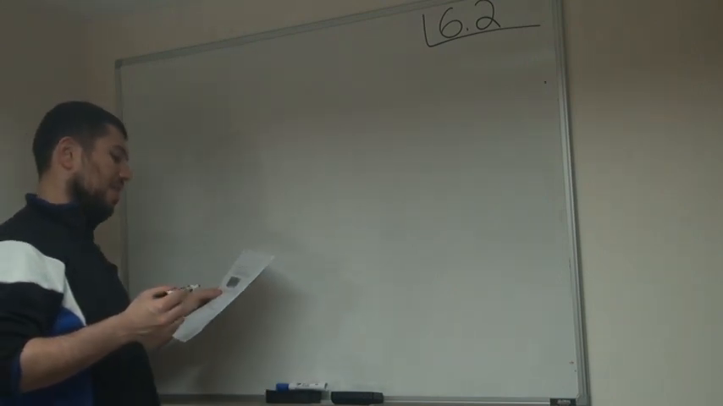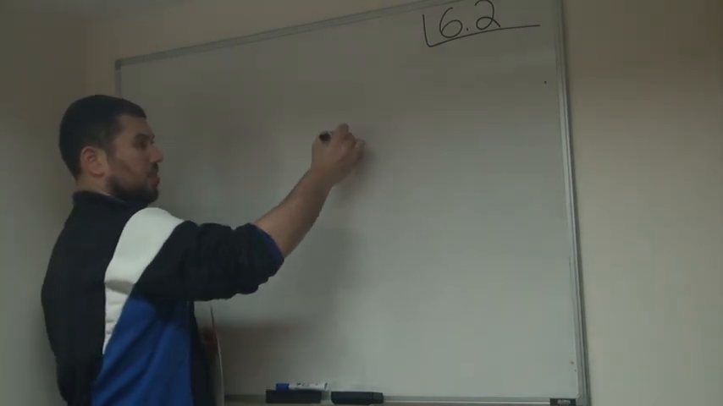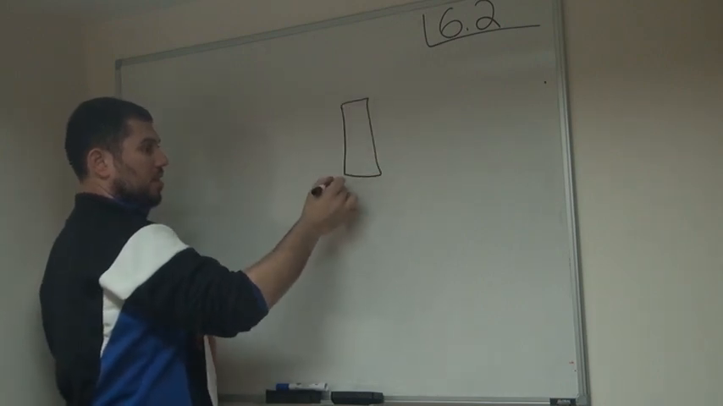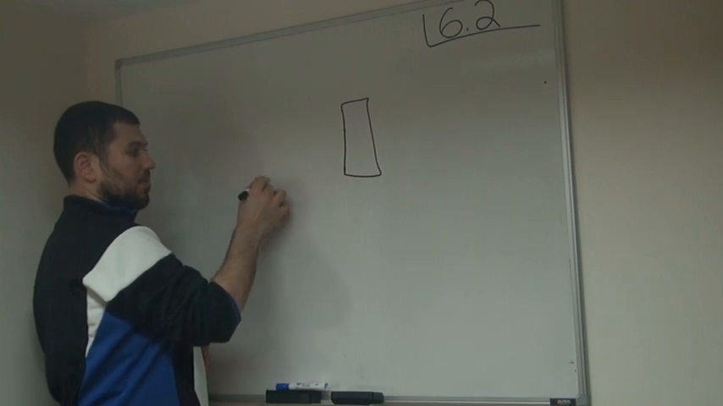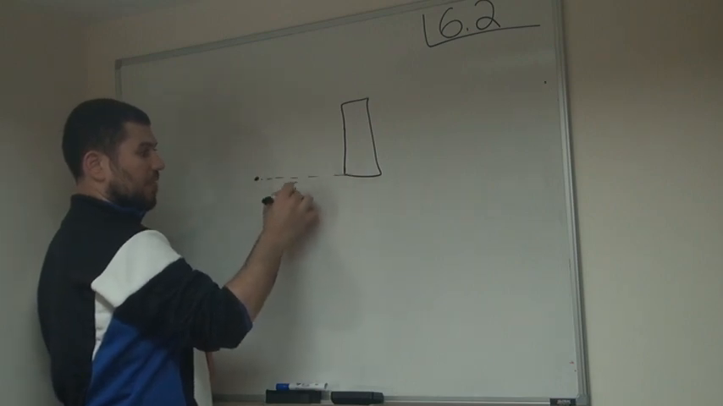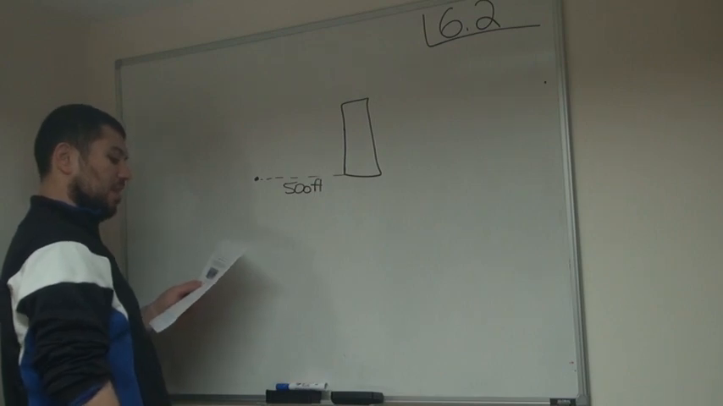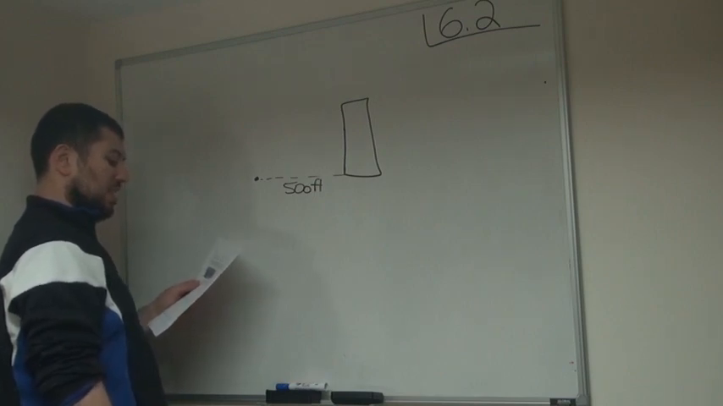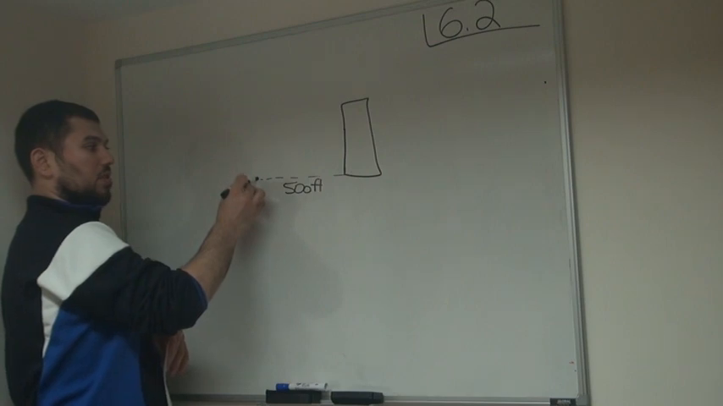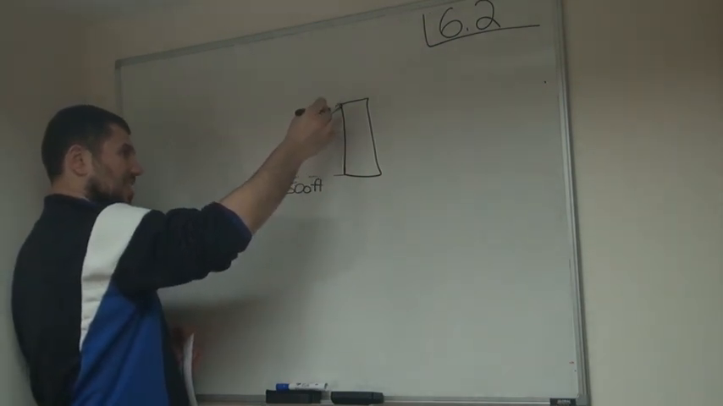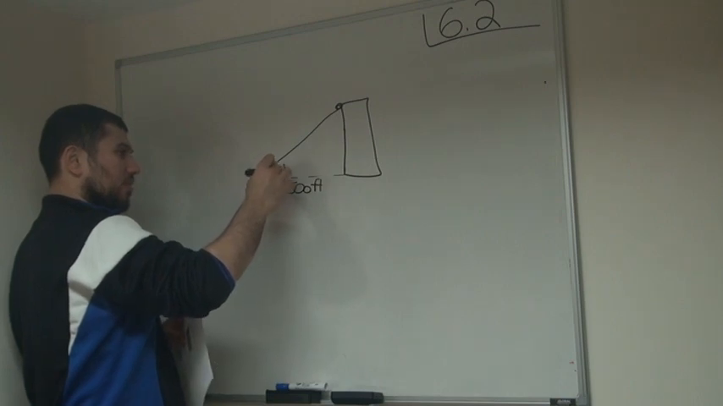So from a point on the ground 500 feet from the base of a building. Let me draw out a building. There's my building, 500 feet from the base of the building. So let's say this was 500 feet out. The angle of elevation to the top of the building is 24 degrees. So the angle of elevation from this point 500 feet from the base to the top of the building is 24 degrees.